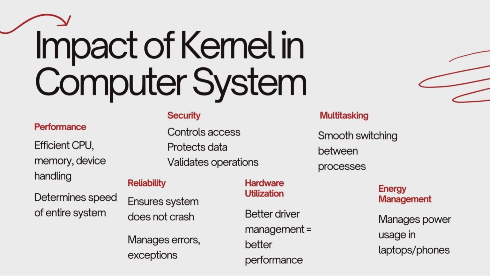And then the impact of the kernel on the computer system. The kernel has a huge impact on your system. It directly controls performance by managing CPU and memory very well. It improves reliability by finding errors and preventing crashes. It ensures security through access control. It also helps multitasking and makes sure all your hardware is used correctly. The kernel is the reason your computer is fast, safe, and works reliably.